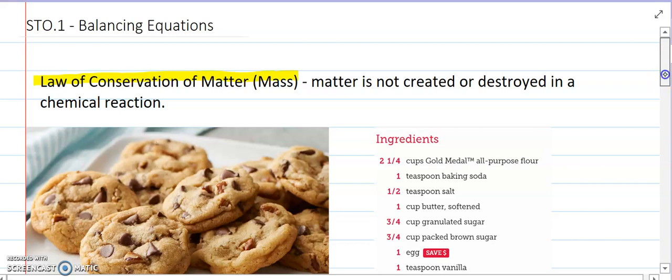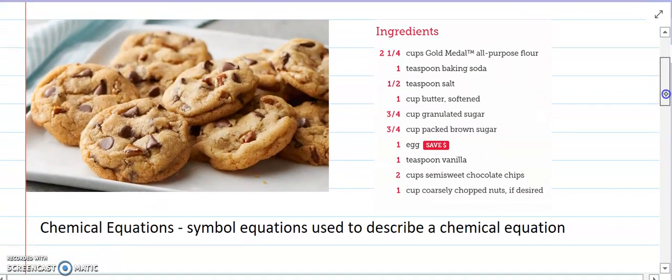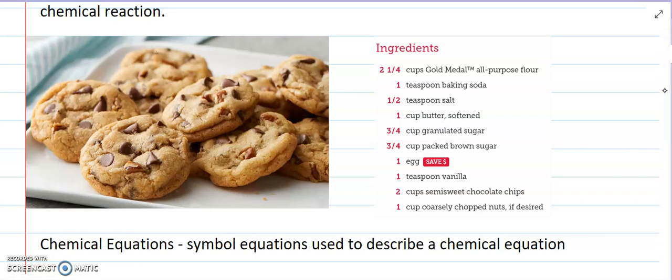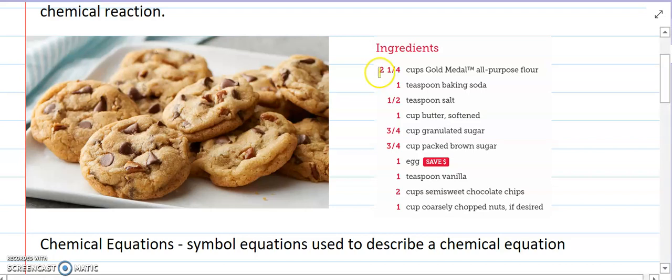Chemical reactions are very, very similar to a recipe because a recipe is an actual chemical reaction. If I had to make chocolate chip cookies, I would never put 1 cup of flour and 1 cup of sugar and 1 cup of salt and 1 cup of baking soda and expect to end up with the chocolate chip cookies. Instead, we use a recipe, and the recipe for chocolate chip cookies gives me different amounts of different ingredients because that's what I need in order to make the chocolate chip cookies you're familiar with.